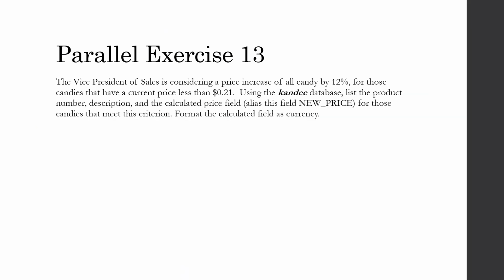Parallel exercise 13. The Vice President of Sales is considering a price increase of all candy by 12% for those candies that have a current price less than 21 cents. Using the candy database, list the product number, description, and the calculated price field, alias this field new_price, for those candies that meet this criterion. Format the calculated field as currency.